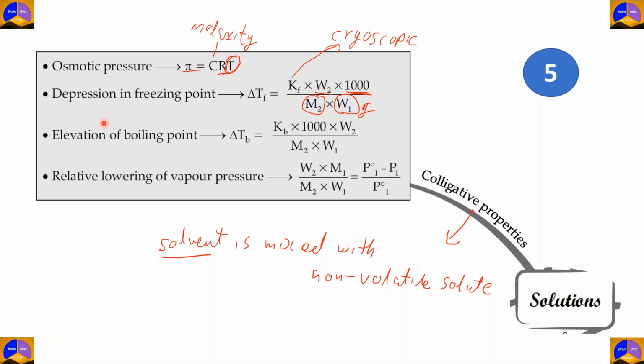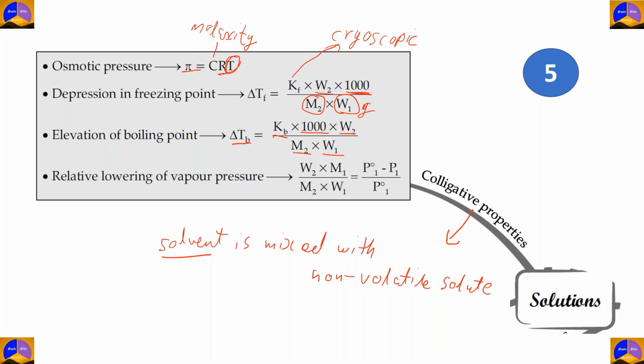The next colligative property is elevation of boiling point. What this means is that if you add a non-volatile solute to a volatile solvent, the boiling point of the solution is higher than the boiling point of the pure solvent. This is represented using the formula delta TB, which means change in temperature of boiling point. That is represented by the formula Kb into 1000 into W2 divided by M2 into W1.